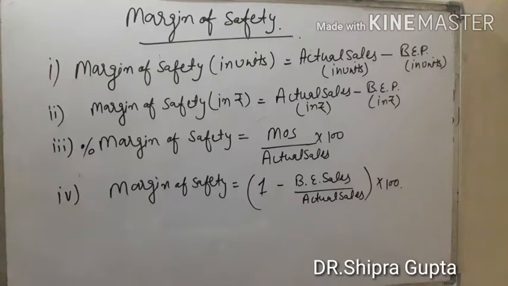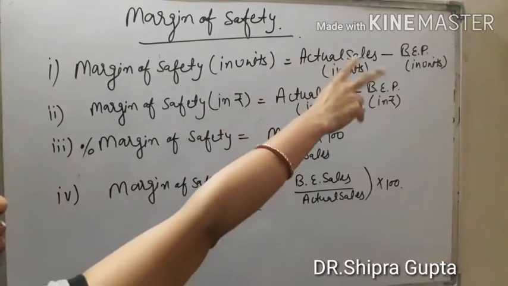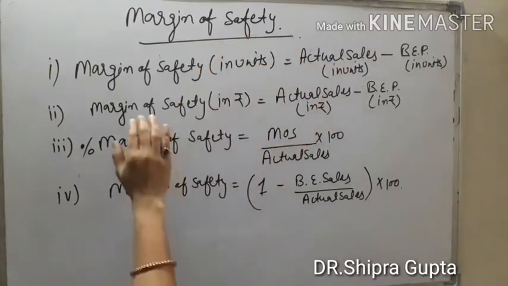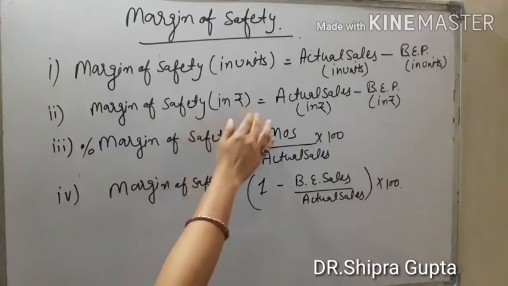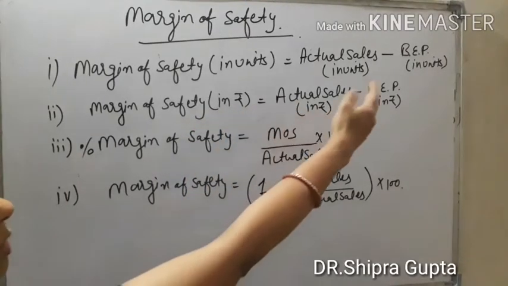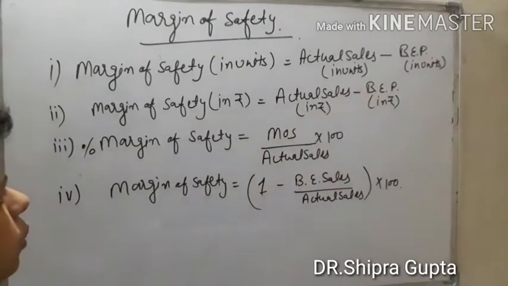First formula is margin of safety. If we want to calculate in units term, then its formula is actual sales minus break-even point in units. Both terms should be in units term. If we want to calculate in rupees term, then margin of safety in rupees equals actual sales in rupees minus break-even point or break-even sales in rupees term.